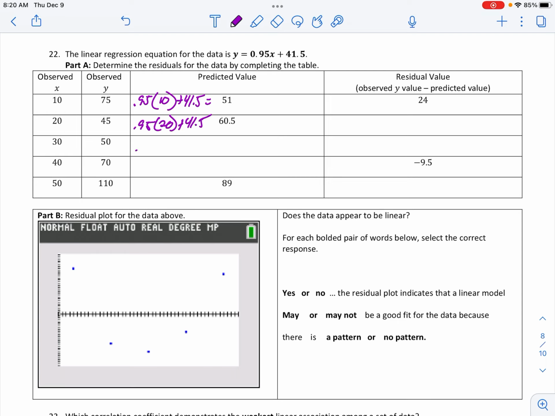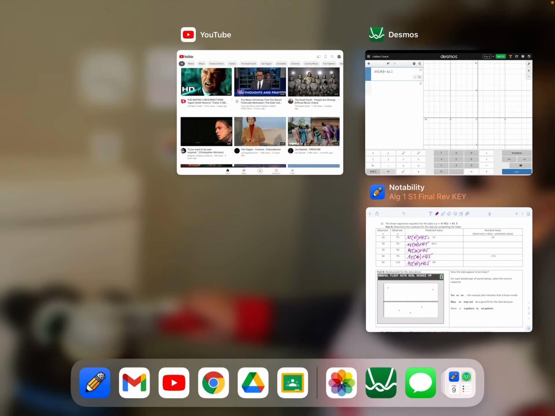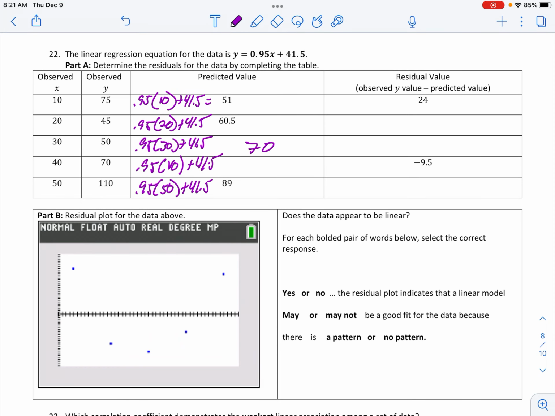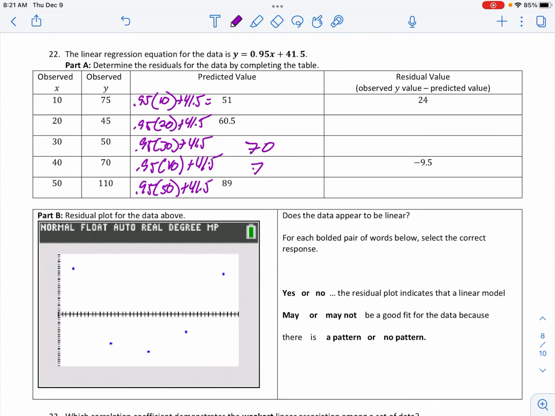I keep replacing the X. For this next one, I'm going to redo a 30. On this one, I will do a 40. And the last one was done for us, but we would do that 50. So go to your calculator and replace that for 30 and then 40. For 30, that gives me a value of 70. Then I'm going to do the 40, and on that one, I get 79.5.